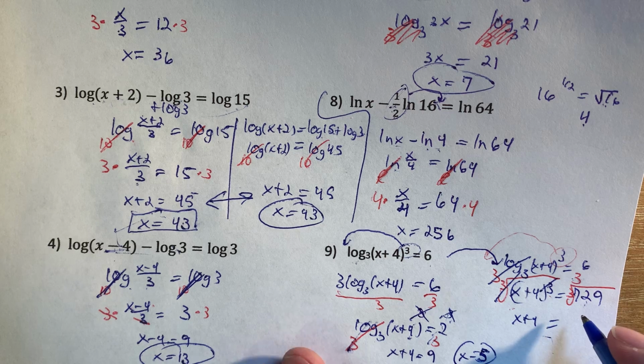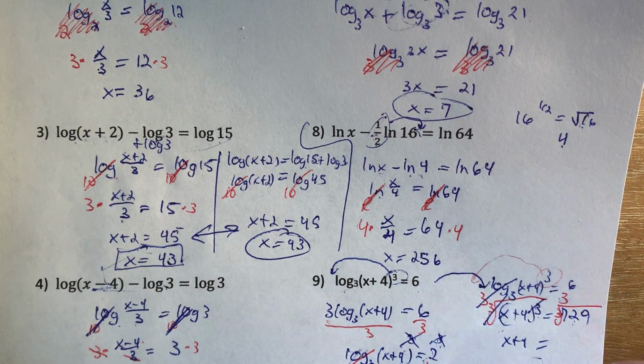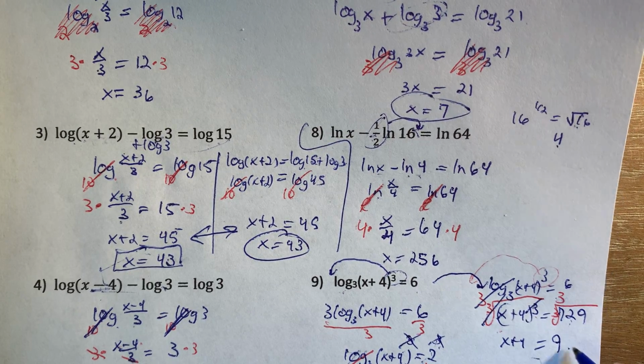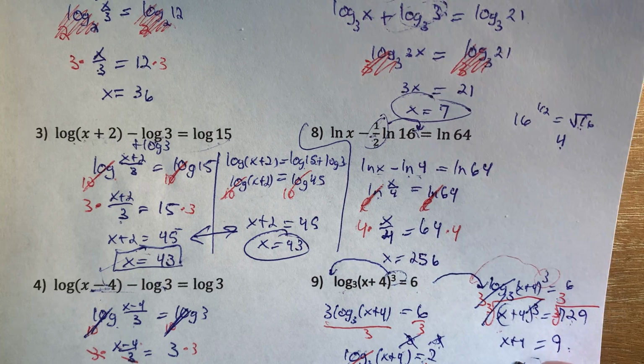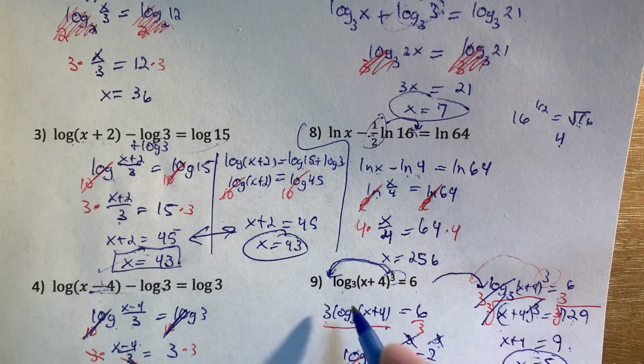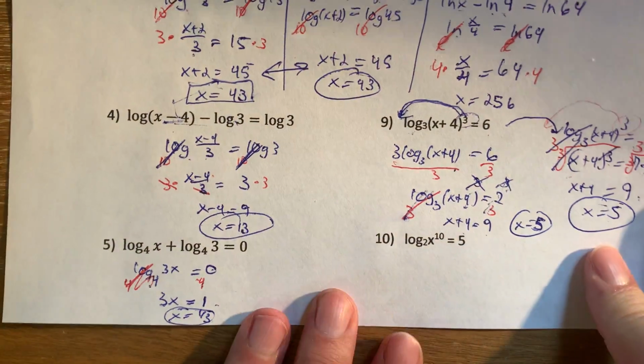And here we have to find what times what times what equals 729. And that's a hard question too, right? What times what equals 729? Well, the answer is 9, but it can be difficult to see. 9 times 9 is 81, times 9 is 729, and so x is 5. This is another way to solve it, but it's so much easier if you just take that exponent and move it to the front at the beginning. So two ways to do that. One was easy, one was hard.